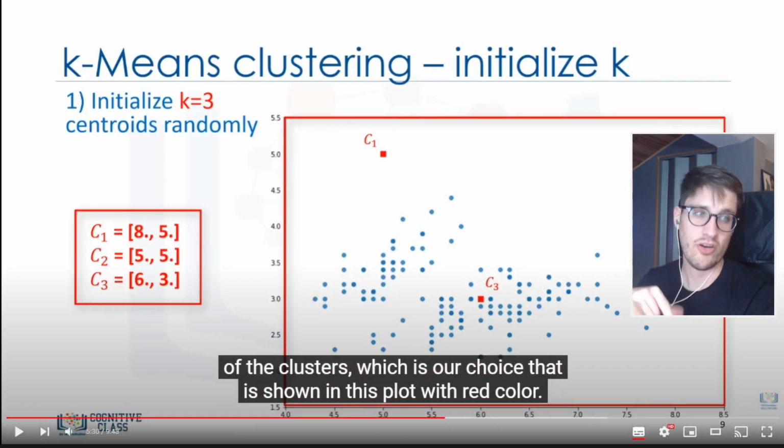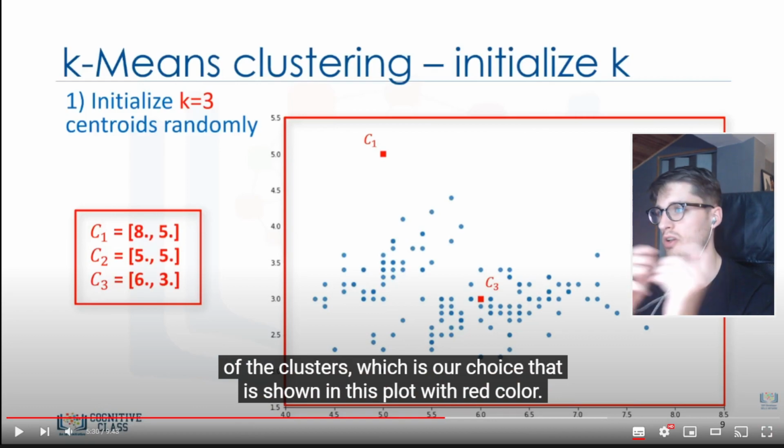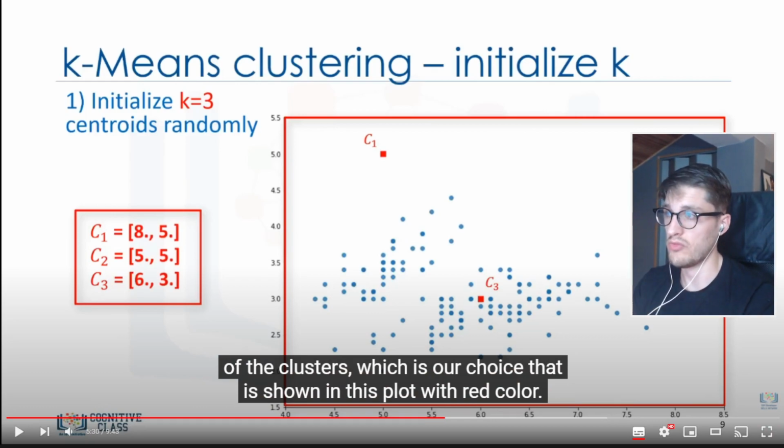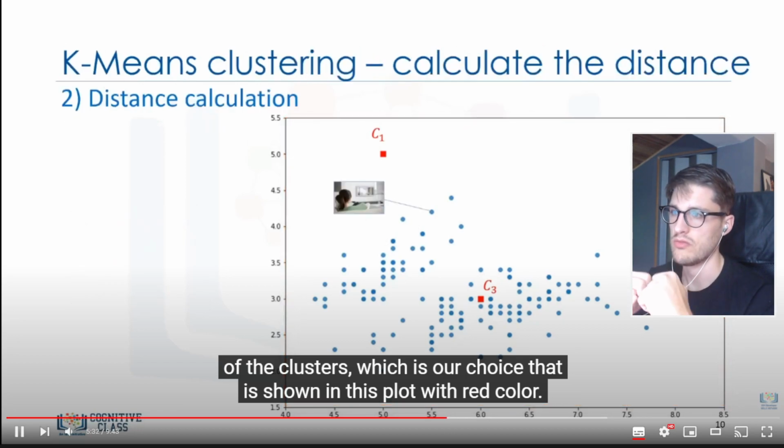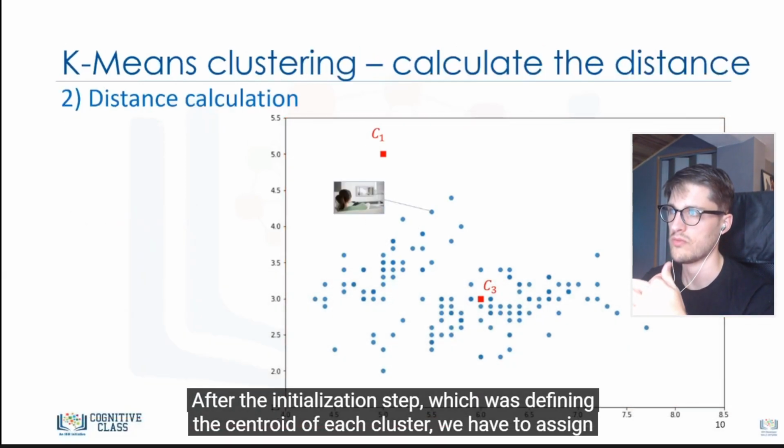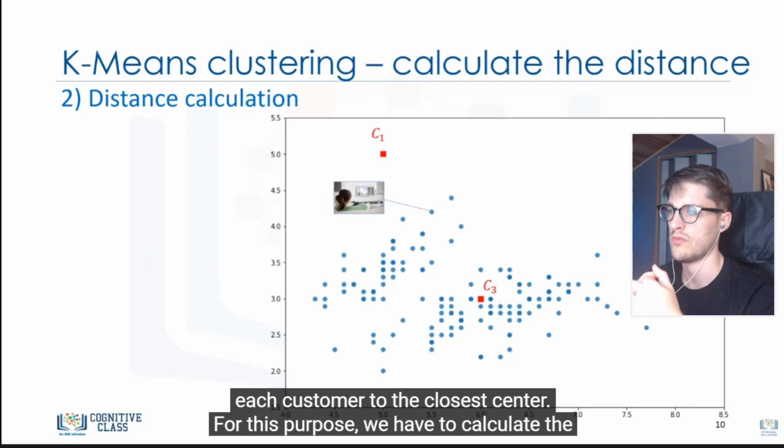Vale, y que la manera de escoger aleatoriamente estos centroides pueden ser 2. O aleatorio 100%, 3 puntos aleatorios, o coger 3 puntos aleatorios también dentro del dataset. After the initialization step, which was defining the centroid of each cluster, we have to assign each customer to the closest center.